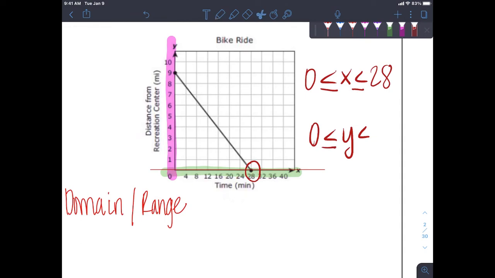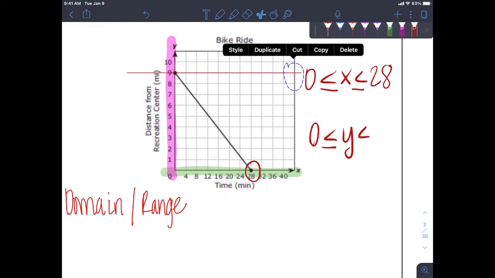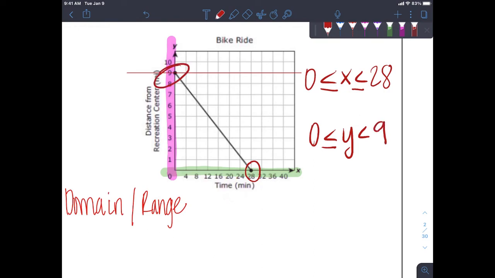Now I'm going to go way up to the top and look for the very highest point. I'm going down, down, down, and I see that it's right here. This point is at y equals 9 and that dot is filled in, so I get an extra line. There's my domain. There is my range.